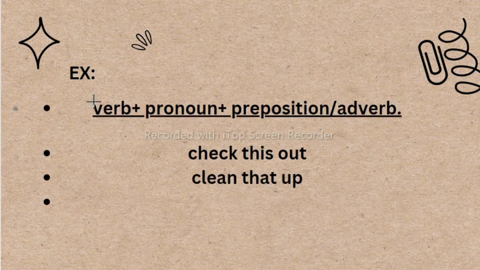If we are following this structure as we have discussed, here check is the verb, this is a pronoun acting as the object, and this out together with check is the phrasal verb check out. So we can add a noun in the middle: clean that up, check this out. But we cannot say clean up that or check out this; we should say check this out. So these are the correct structures of the sentence.